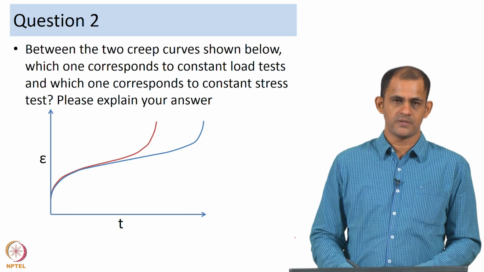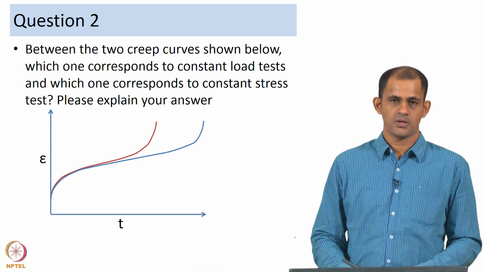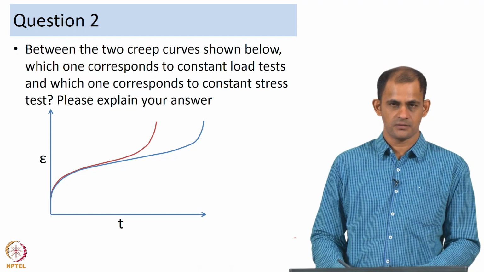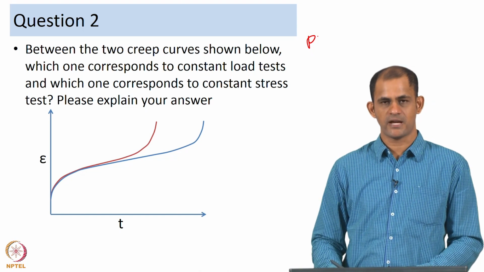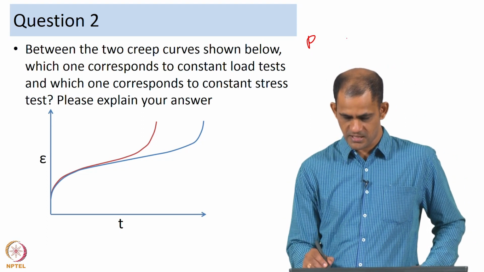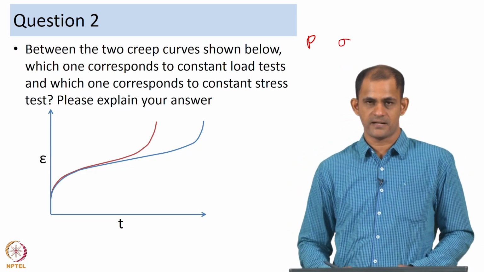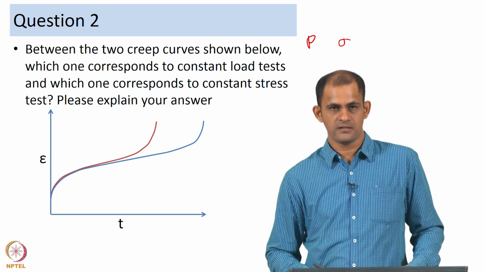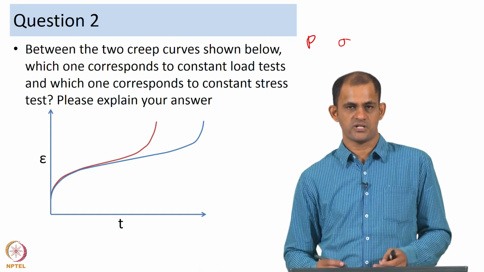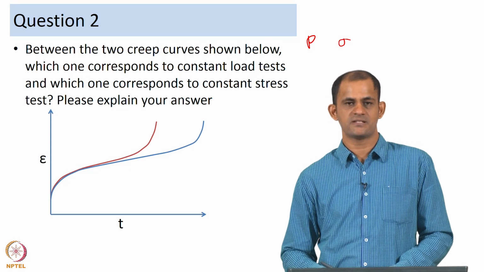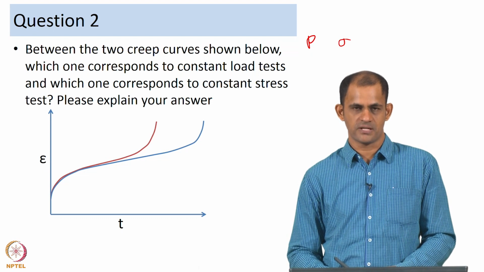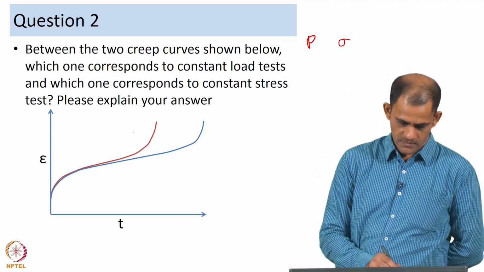Now, what is the main difference between a constant load and constant stress test? Obviously, in a constant load test the load that you apply at the beginning of the test, say P, is going to stay constant till the end of the creep test, whereas in a constant stress test the stress sigma that you applied is going to stay constant. Which means as the material starts deforming and the cross section comes down, you will also have to change the applied load accordingly, so that the stress remains constant throughout the test.